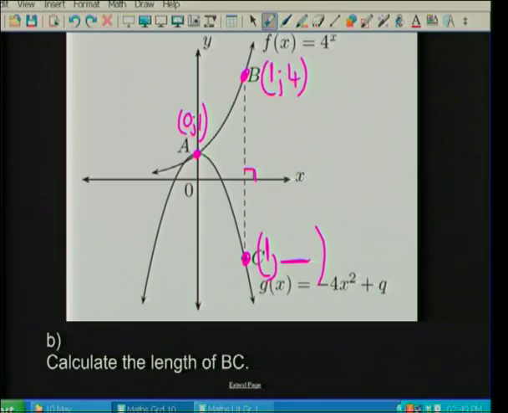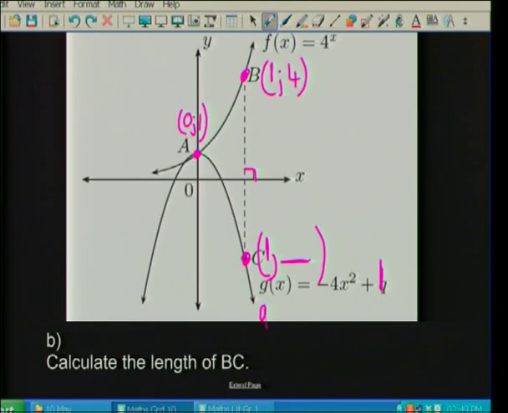And I'm going to do that by substituting x equal to 1 into the equation of my parabola. So I'm going to say g of 1 is negative 4 times 1 squared plus 1. That gives me negative 4 plus 1, which is negative 3.